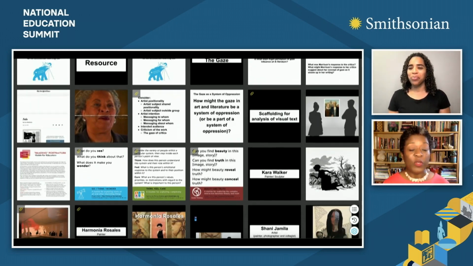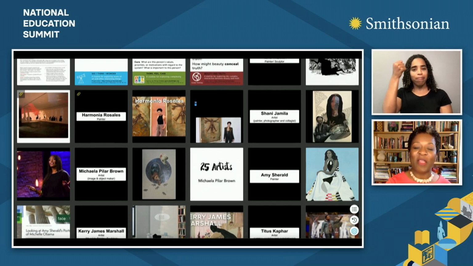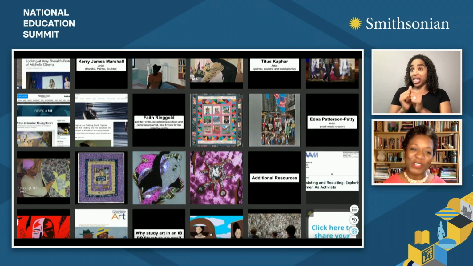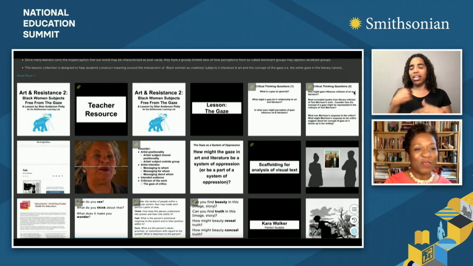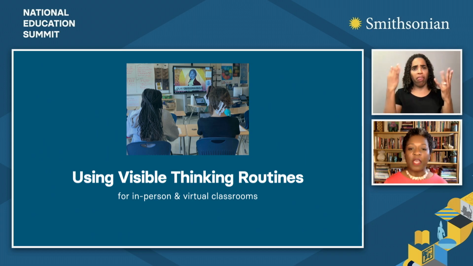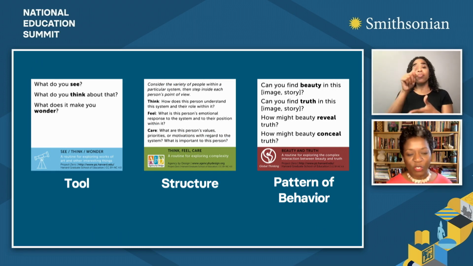Well, the collection that we're looking at, Art and Resistance, is near and dear to my heart. You know that when we were working together in the Museums Go Global project a few years ago, I just fell in love with these ideas. In this collection, we use visible thinking routines. It's really important. We use them as a tool, we use them as a structure, and we use them as a pattern of behavior. What I mean by a tool is when you call for a carpenter and they're supposed to be hitting a nail in, they're not going to get something other than a hammer.